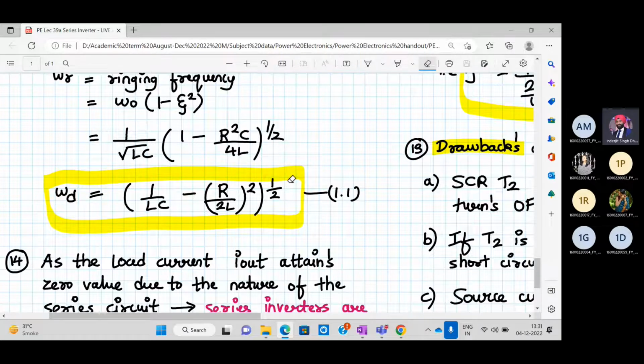So please note down this formula. If you take the square root of LC inside, you will get this formula. Please note down this formula. This will be used in the numericals.